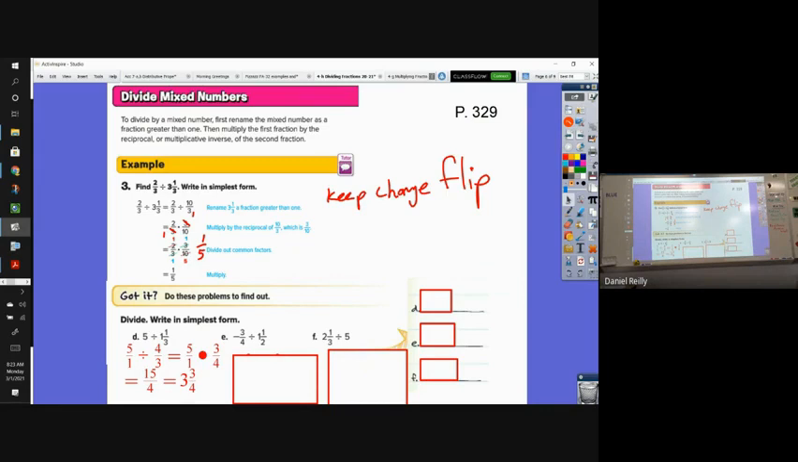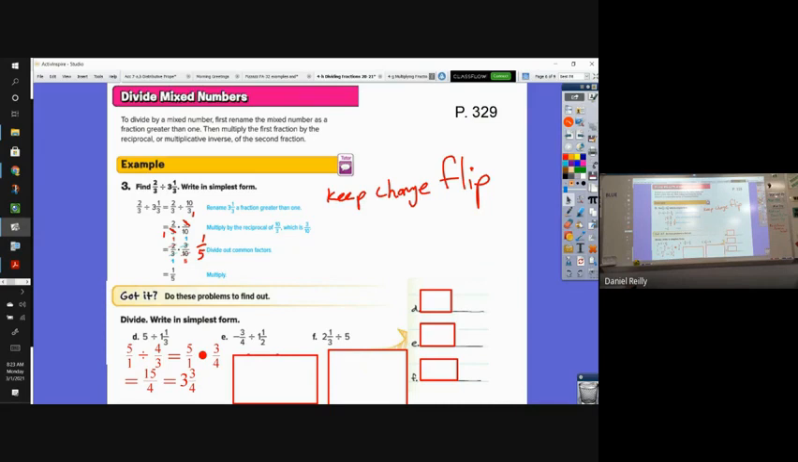What is that? Where did that come from? Did you just flip this 1/2? Yeah, but this is 1 1/2, right? The first thing you have to do is convert this mixed number to an improper fraction before you do keep, change, flip. 1 1/2 as an improper fraction.